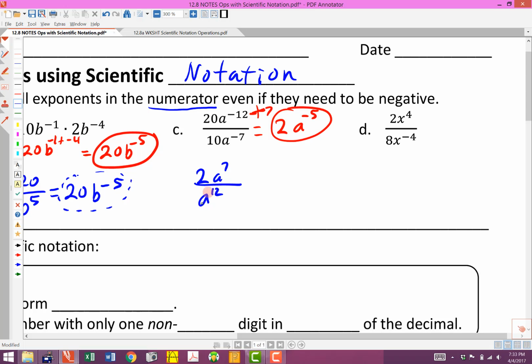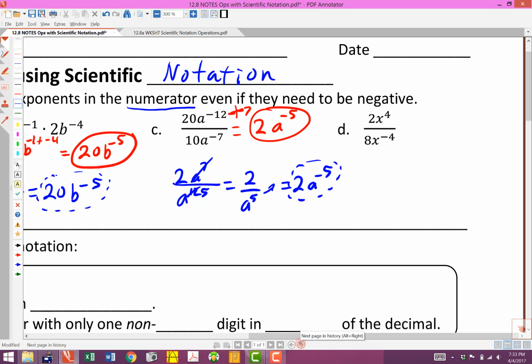Then I'm going to do the same thing we had here. We're going to cancel these 7 with 7 of those. That means there's going to be 5 left. So we have 2 over a to the 5th. And again, this says we need to write everything in the numerator, so let's move that up in the numerator with this. So we're going to have a 2 and then a to the negative 5. Regardless of which way you do it, we're still going to get the same answer there. And again, we're going to talk about why that's important in just a few minutes.